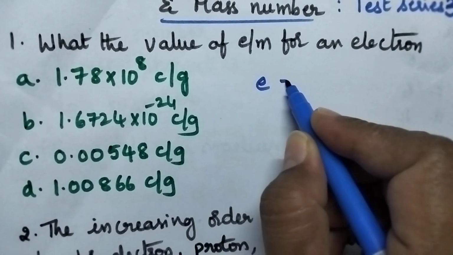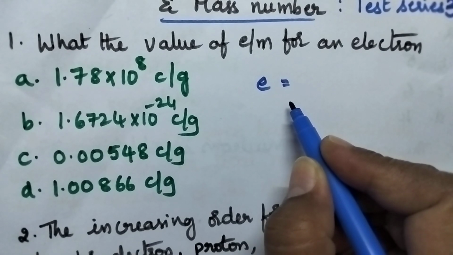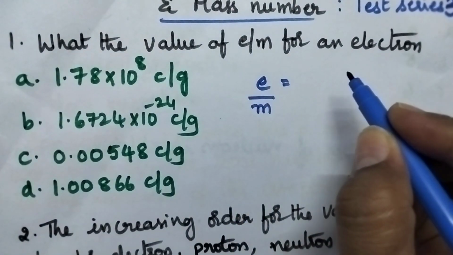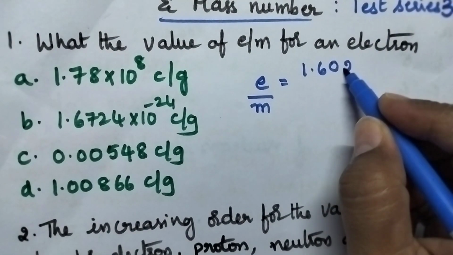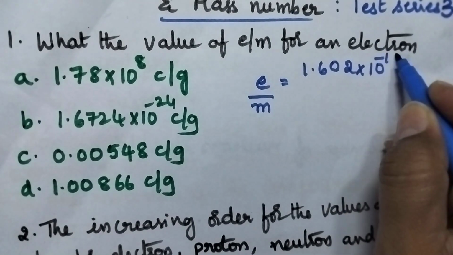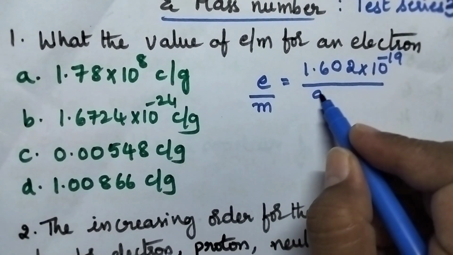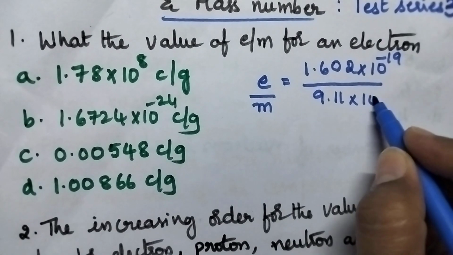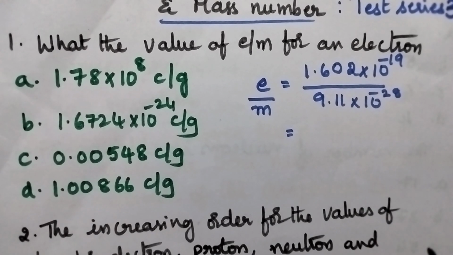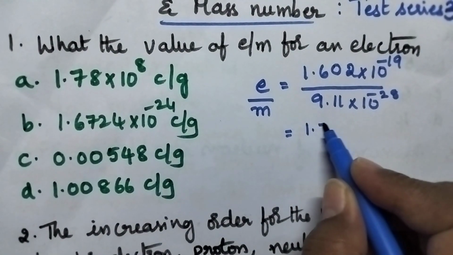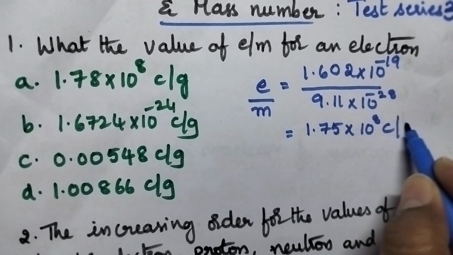Remember that while calculating the e/m value, we will consider only the magnitude of the charge. So the charge on the electron is 1.602 × 10^-19 coulombs, divided by the mass of the electron, which is 9.11 × 10^-28 gram. On calculating, we will get 1.75 × 10^8 coulombs per gram.